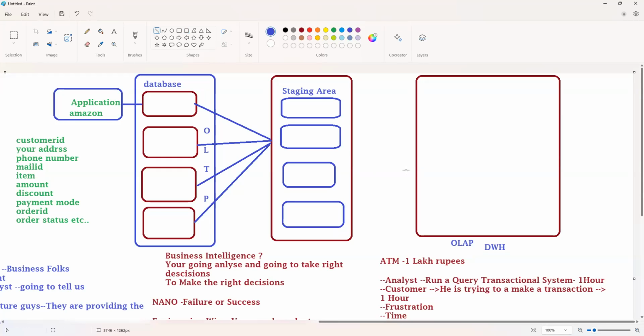Once you pull it, on top of it, you are going to apply the transformations. What do you mean by transformation? This is the question, right? Here you have a doubt: what do you mean by transformations? Remember, I have told you before.